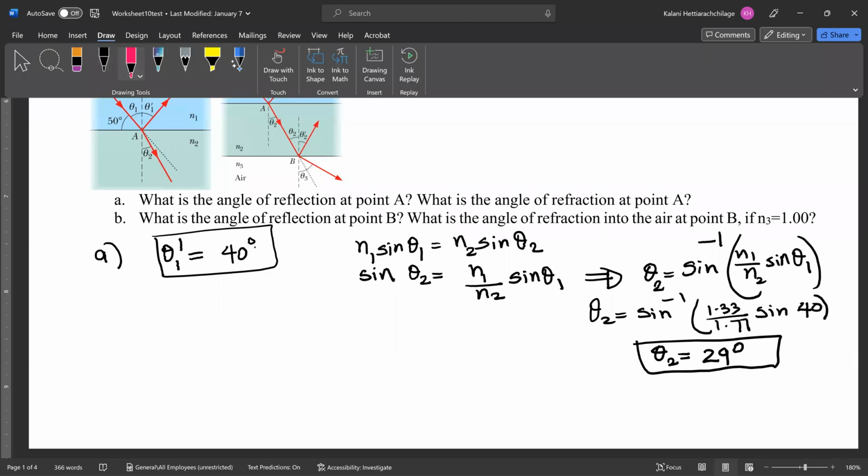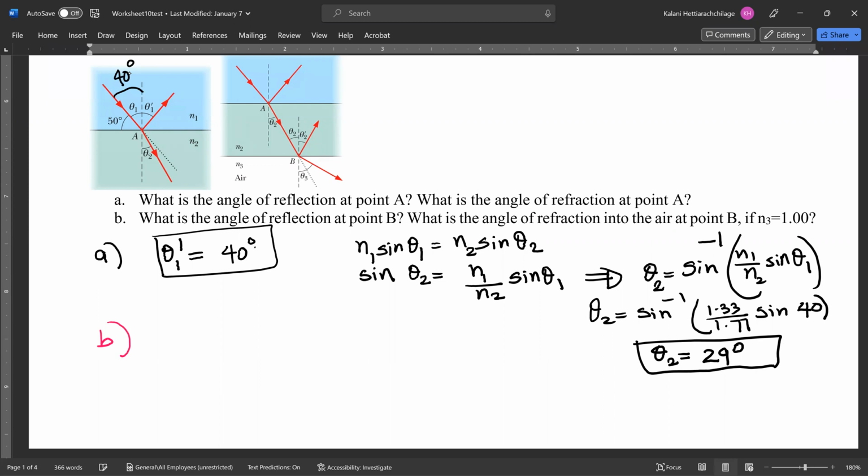Let's move into part B. In part B, what is the angle of reflection at point B? So now point B here, right? So this is theta 2. Now it's asking for the reflection angle theta 2 prime. Everybody knows that this theta 2 prime is equal to theta 2 that we just found, 29 degrees.